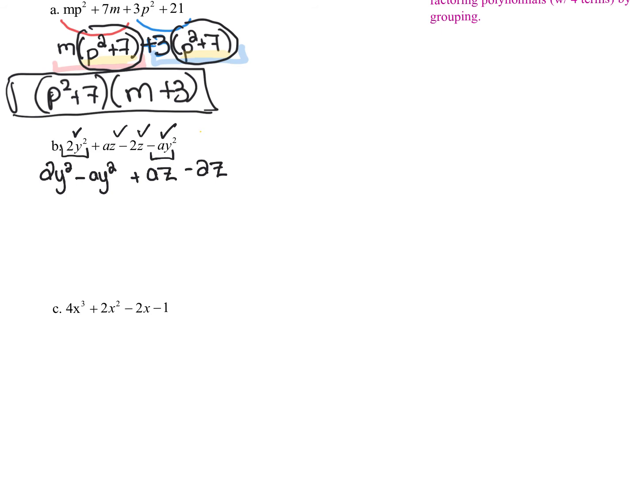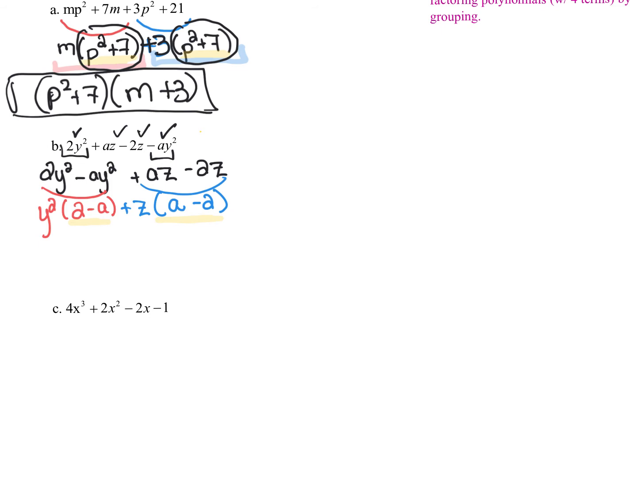Now I can try to make my groups. So I have a red group and a blue group. In my red group, they both have a y squared. 2 minus a is left. In my blue group, they both have a plus z. And then I have a minus 2 left. Now I said earlier that when you factor by grouping, these things in parentheses need to be the same. It's the whole point of the factor by grouping.